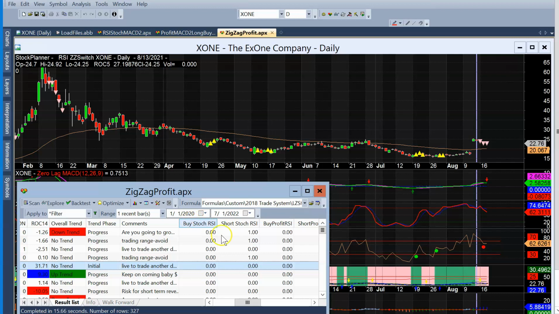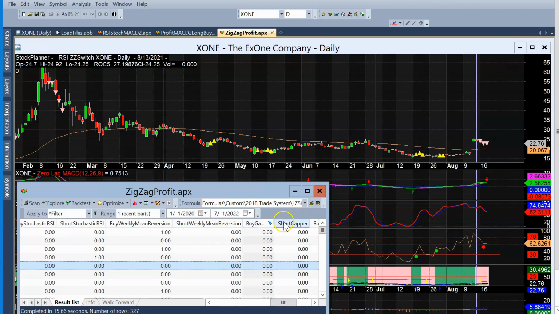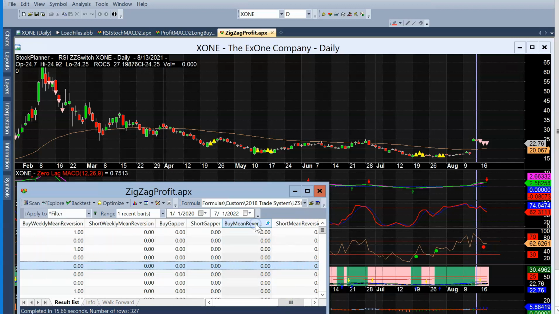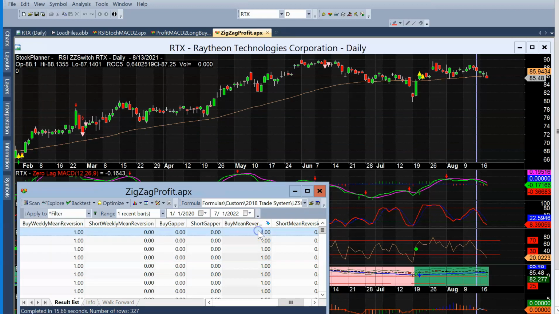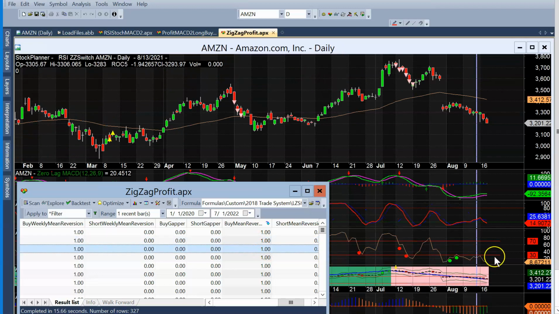This is the stochastic RSI, a mean reversion play, gapper. There's no buy gappers and no short gappers at the moment. And this is a mean reversion weekly. There's actually some mean reversions there. And I'll go through this at another time. But basically, a mean reversion is that you have an indication that it's been, in this case, oversold. And will it revert back to where it was trading somewhere up in here? That's one of them. AMET, same kind of thing. Situation where it's oversold.